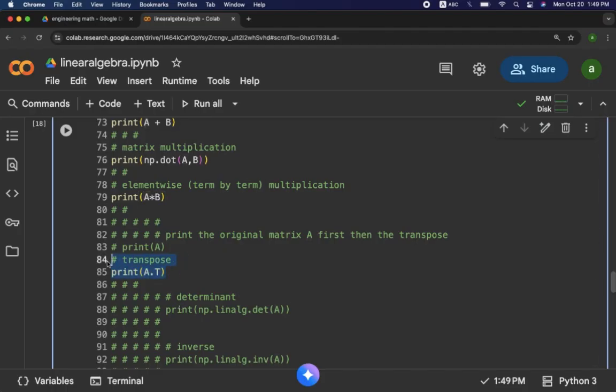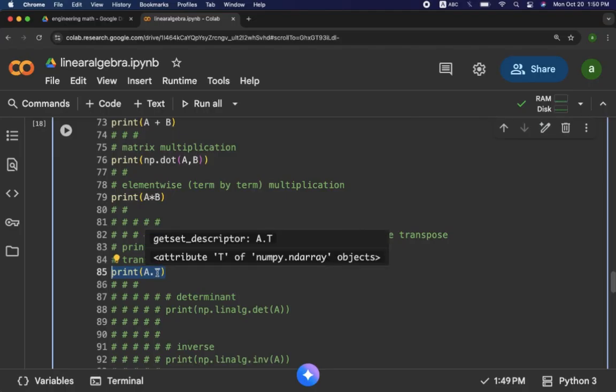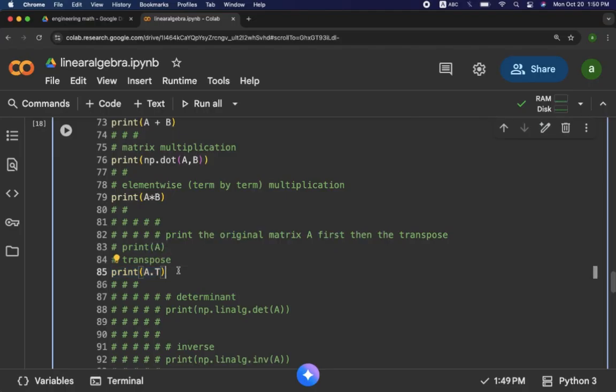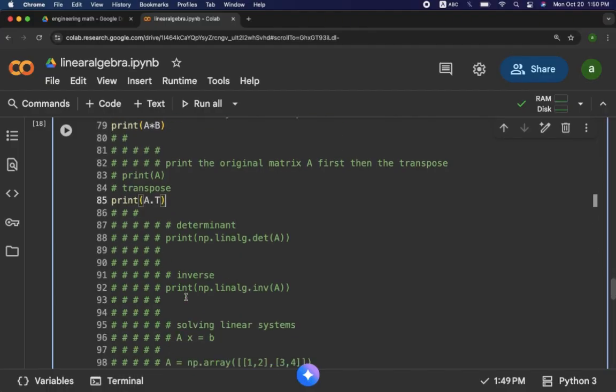Another common operation for us is taking the transpose of a matrix. And again, that's very intuitive. Once we create a matrix A, obviously first we need to have this matrix A defined, and then we can take the transpose of this matrix by just using the dot and then T. So it's going to transpose our matrix A.